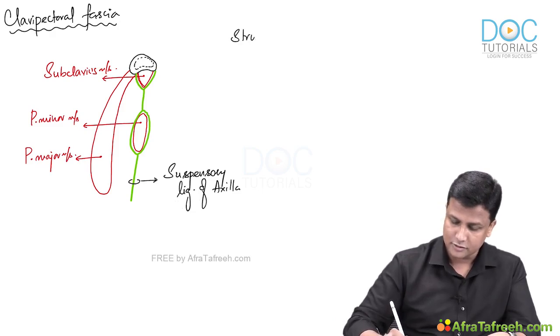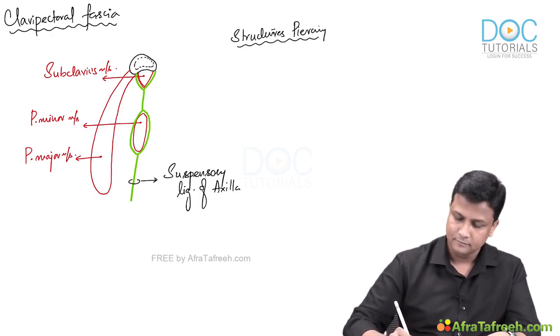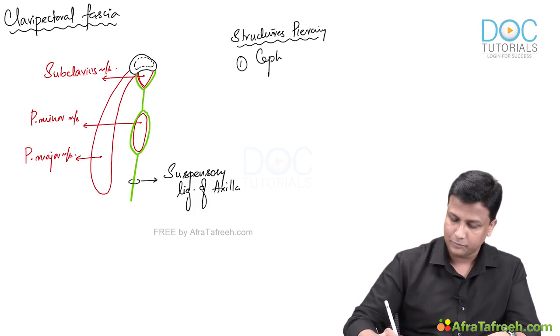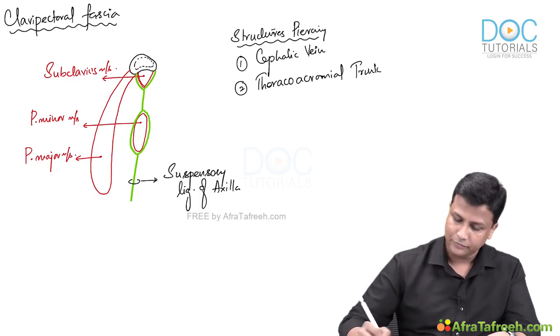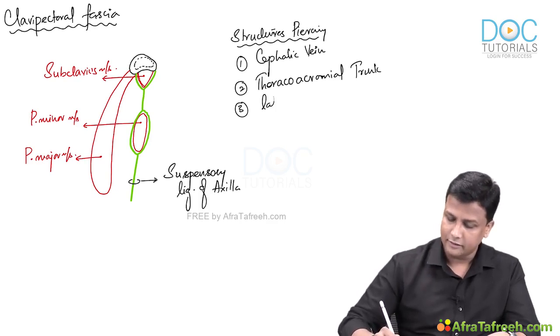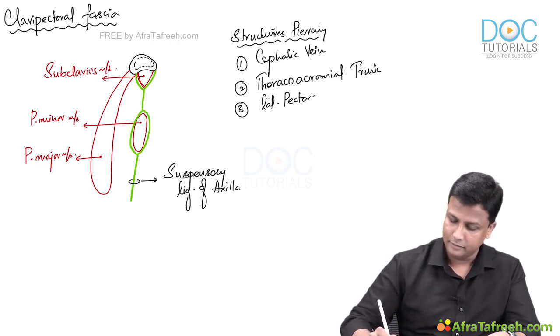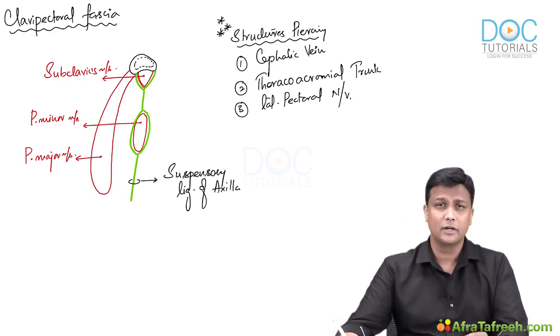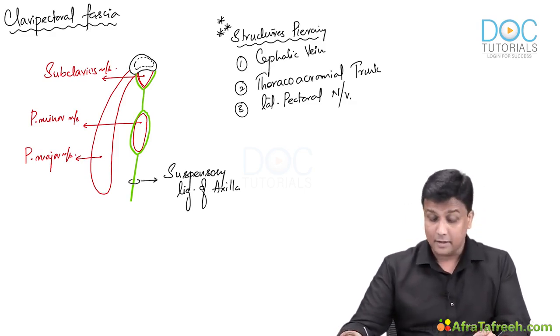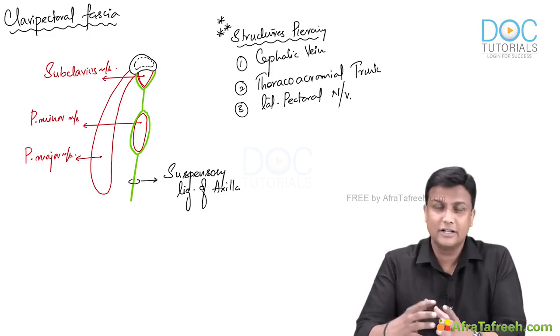So structures piercing the clavipectoral fascia. Number one, cephalic vein. And number two, there will be artery, thoracoacromial artery or thoracoacromial trunk. And number three will be the lateral pectoral nerve. So these three structures are going to pierce through the clavipectoral fascia, and this is utmost important for your exams, guys. It has been asked a lot of times in almost every exam. Okay, and this completes the sagittal section in this region here, guys.